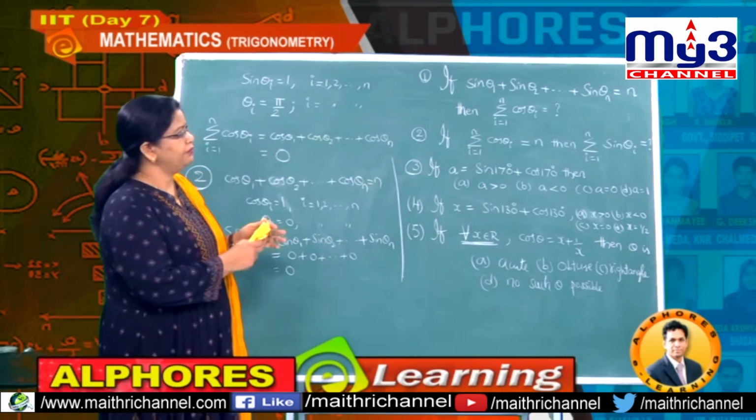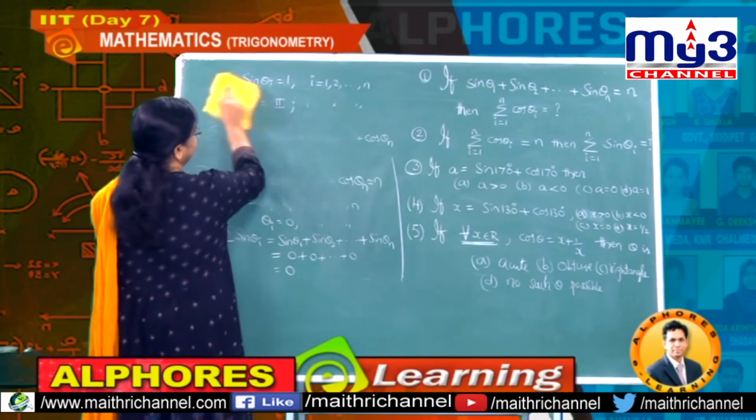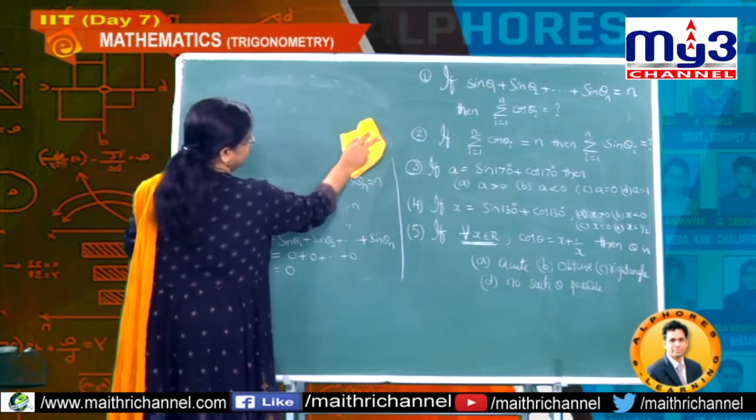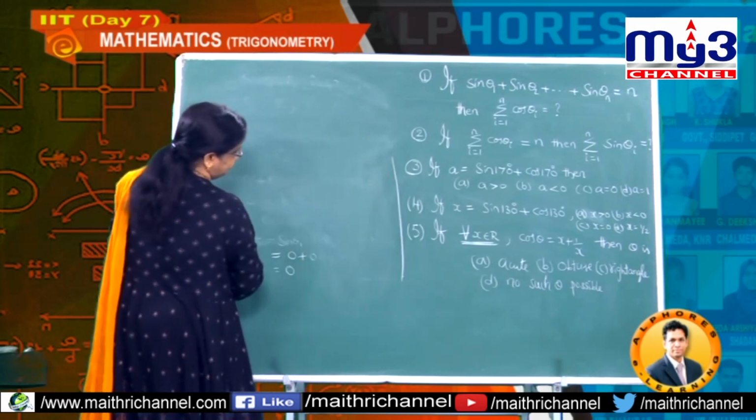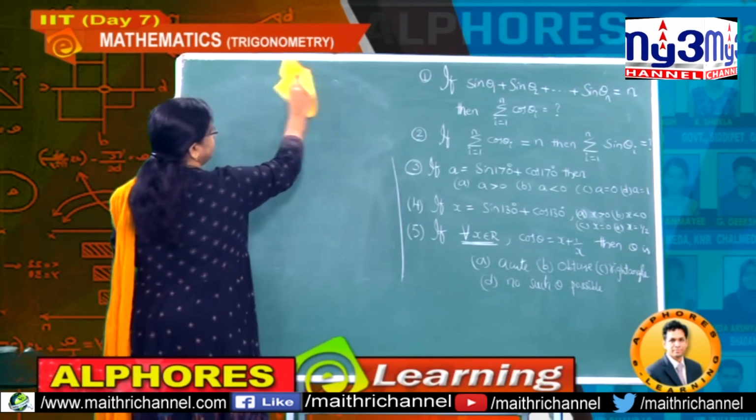So these two problems, the first one and the second one, we did based on what concept? Range of sine function and cosine function. Now let us check the third problem. Read it, all of you, what is the third problem actually? Sine 170 degrees plus cos 170 degrees.